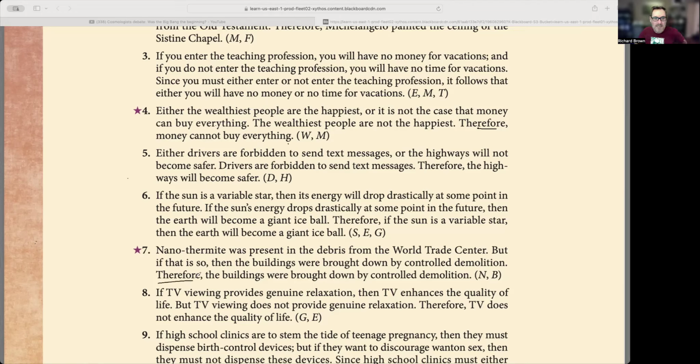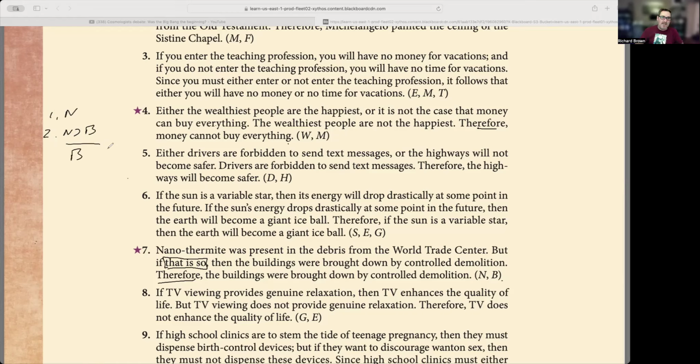All right, so we can see there's the word therefore here, and we have N and B. So N would be nanothermite was present in the debris from the World Trade Center, and B would be the buildings were brought down by a controlled demolition. So the first premise here says simply N. Now this, if that is so, confuses people sometimes. But if that is so, really is referring back to the first statement here. So they're saying if N, then they were brought down by a controlled demolition. And therefore, the conclusion of this is that B is the case.